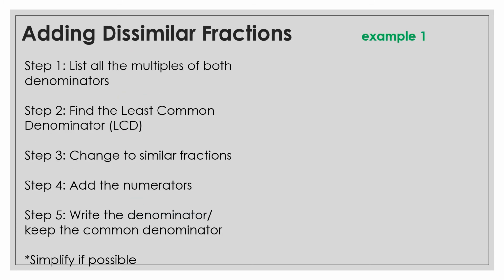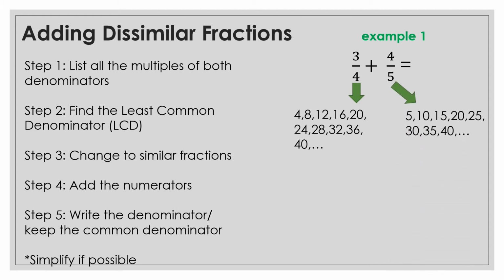Next, we're going to add the dissimilar fractions. Example, 3/4 plus 4/5. Step 1, we have to list all the multiples of both denominators. For 3/4, the denominator is 4, and the multiples are 4, 8, 12, 16, 20, 24, 28, 32, 36, 40, and so on. For 4/5, the denominator is 5, and the multiples of 5 are 5, 10, 15, 20, 25, 30, 35, and 40, and so on.